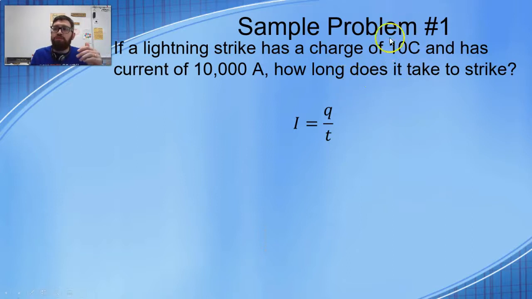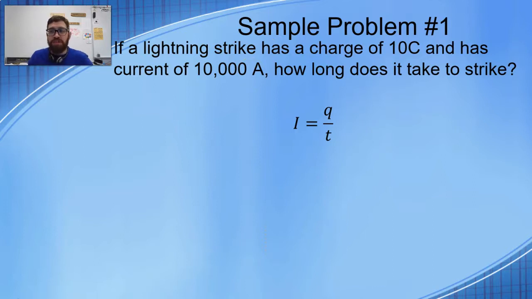And they give you charge. 10 coulombs is charge, which is Q, right? These are things you've got to begin to kind of memorize. Charge is Q. And they give you I, which is current. Current is I, and it's measured in amps, A, right? So 10,000 A is I, it's current.